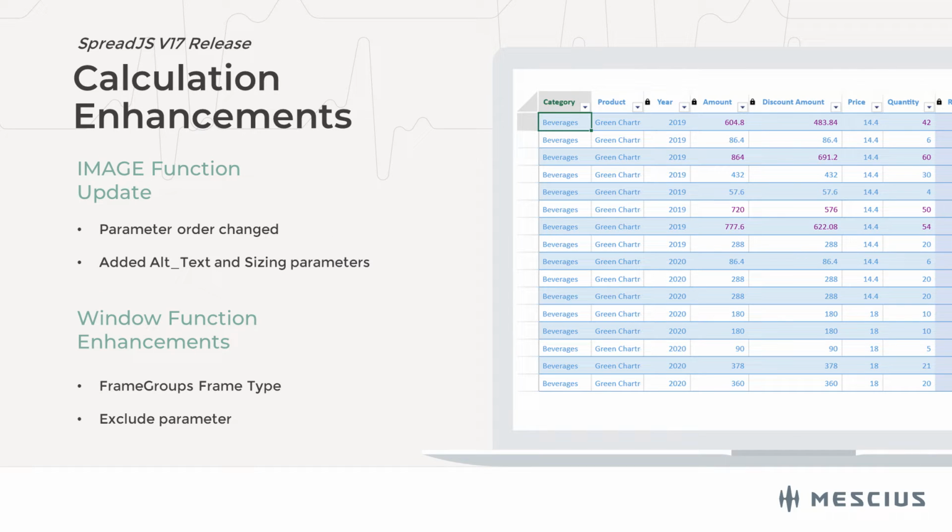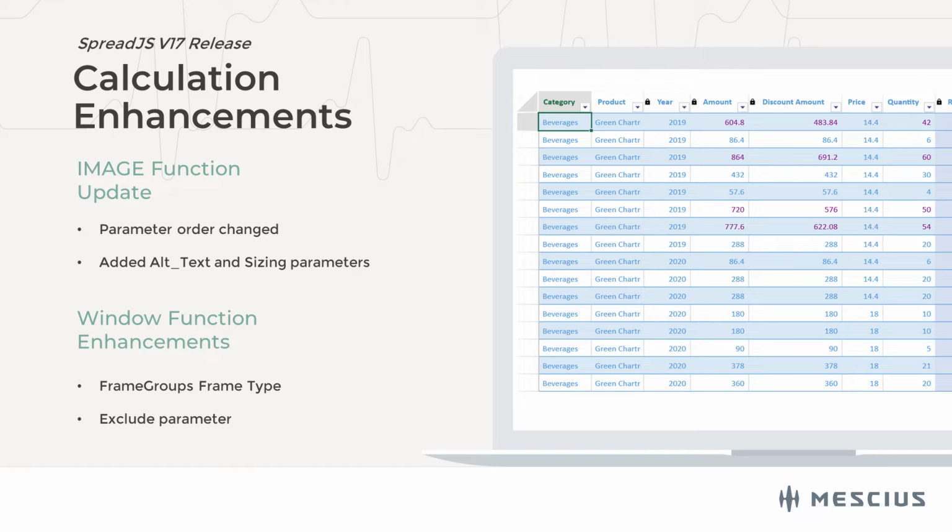The next set of features are the calculation enhancements. The image function has been updated to match Excel's implementation. This change includes changing the order of parameters, as well as adding the alt text and sizing parameters.